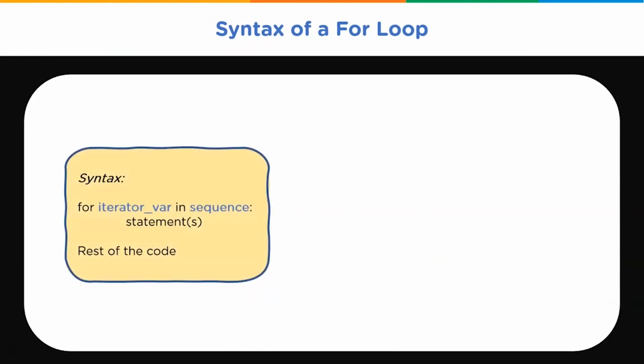Here on the left you can see the syntax of the for loop. We have the for keyword followed by the iterator variable. Then we have the in keyword followed by the sequence. It can be a list, you can use the range function, it can be a dictionary, a tuple, anything. After that you have your colon followed by the statements that you want to execute in the for loop. And below you have the rest of the code.